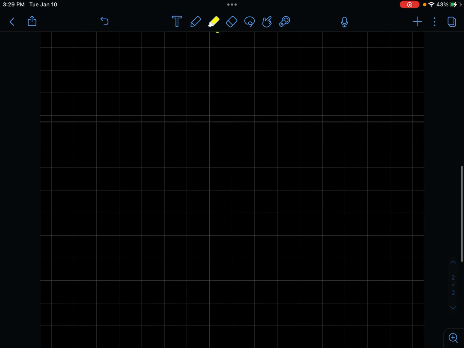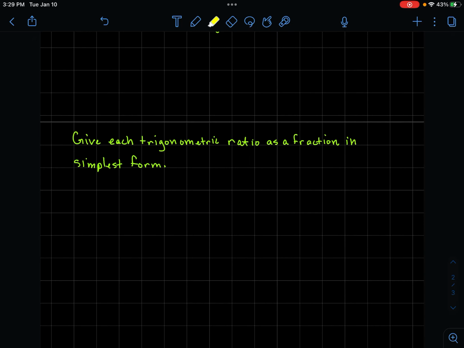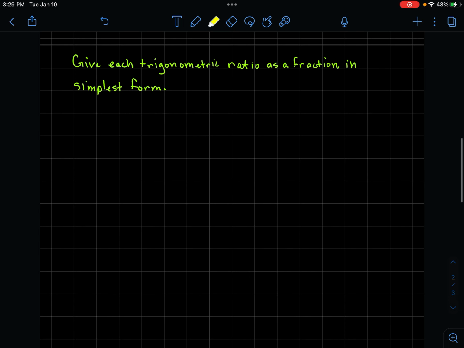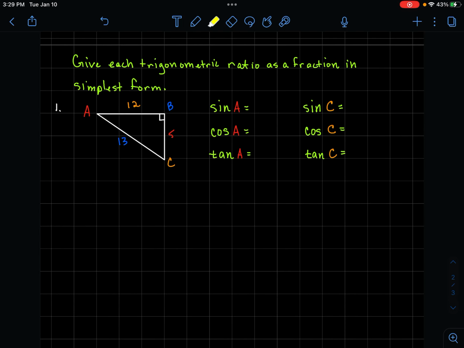And now let's apply that mnemonic device and these trig functions. So we're going to look at a right triangle, and we're going to write the trigonometric ratios for each angle that we have of our right triangle. So let's take a look at our right triangle in our example here. We have a right triangle with legs 12 and 5 with a hypotenuse of 13. And we're going to find the sine, cosine, and tangent of angle A and C.